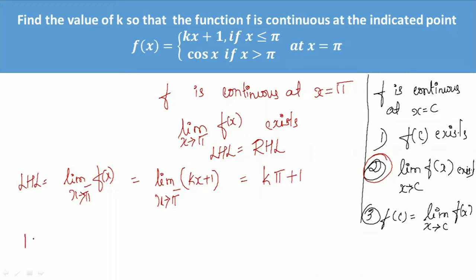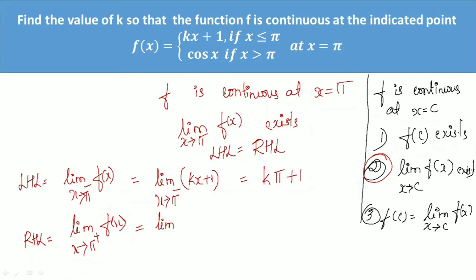Now find what is your RHL. RHL is limit f of x as x tends to pi from the right. Limit from the right means you are taking a value greater than pi. When the value of x is greater than pi, which definition do I have to use among the two, the first one or the second one? Which one do I have to use, students?